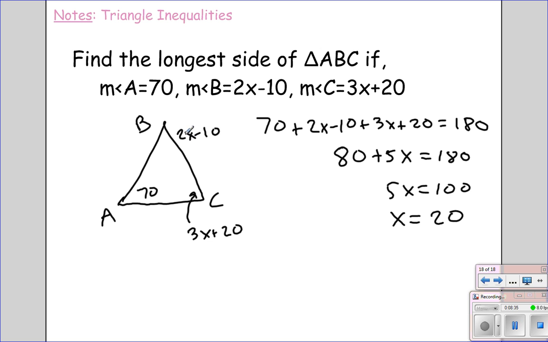And if you plug those in, you get 2 times 20, which is 40 minus 10, so 30 degrees. 60 plus 20 is 80 degrees. So the longest side will be across from the biggest angle, which is 80. So AB would be your longest side.